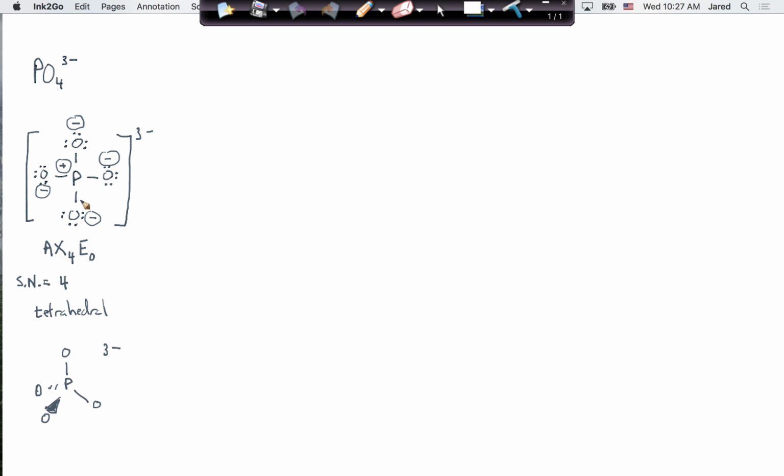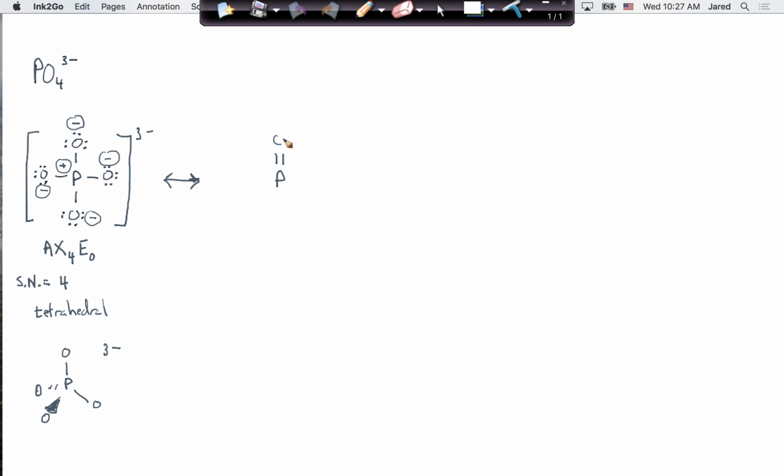Now this is not good, because notice that we don't have any zeros in our picture. And typically zeros are better. So we should ask ourselves, is there a better way to draw this? And the answer is yes. We can draw, in fact, a resonance form. And the resonance form will look something like this.